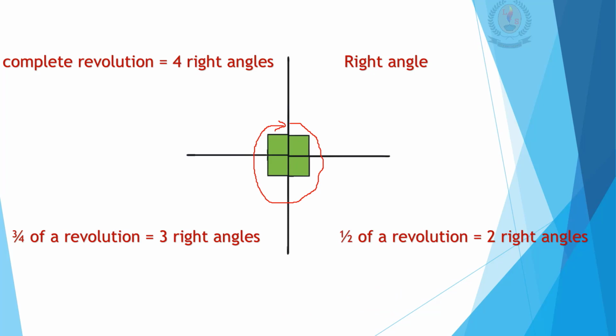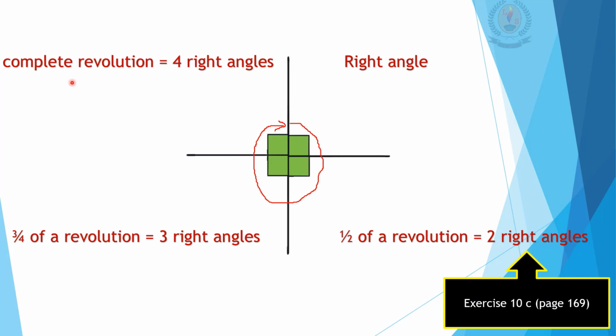Yes, one right angle is equal to quarter of a revolution. 2 right angles equal to half of a revolution. 3 right angles equal to 3/4 of a revolution. And there are 4 right angles for a complete revolution. So, the exercise 10C in page 169 asks you to write the number of right angles of different fractions of revolution. Try to keep them completed.